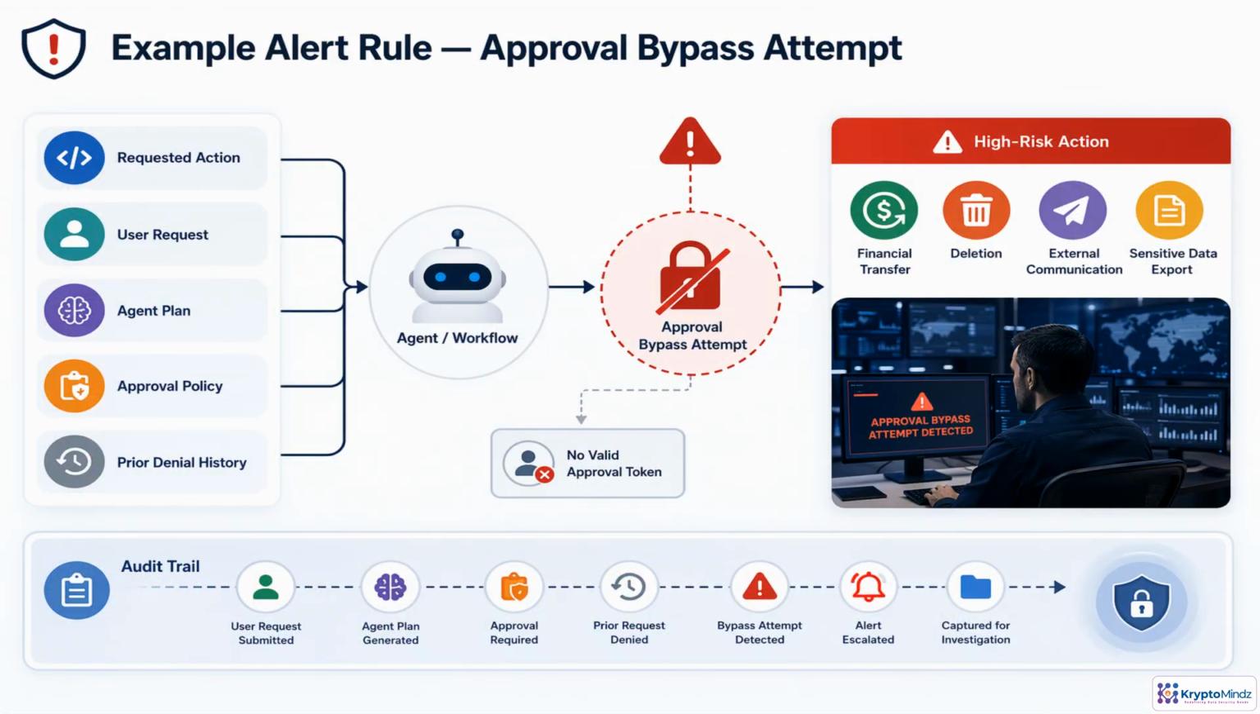Here's a practical alert rule. If an agent tries to run an action that requires approval, but no valid approval token is present, block the action and raise an alert immediately. The event should capture the requested action, the user's original request, the agent's plan, the approval policy, and any prior denials. Treat it as critical when money movement, deletion, external messaging, or sensitive data export is involved, and preserve the audit trail for investigation.